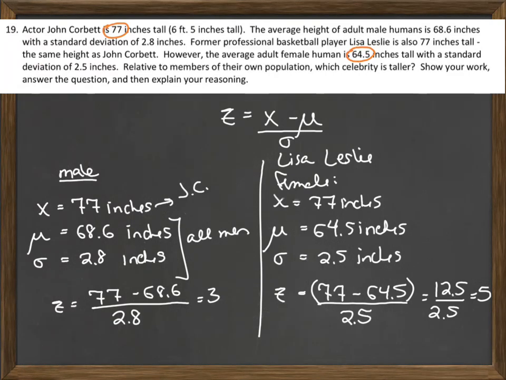So let's reread the question again. It asks us, which celebrity is taller relative to members of their own population? If we were to just compare their heights, if they stood side by side, you'd look at them and say they are the same height. So clearly the question is not who is taller overall. That is not what we're asking because they're the same height. If I just said who's taller, that's a silly question.